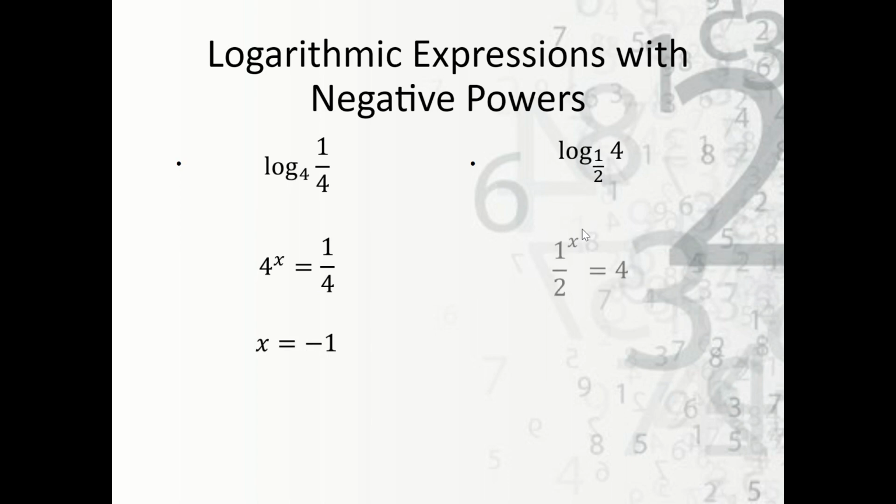Now here we have log base 1/2 of 4. So we're saying 1/2 to the x power is equal to 4. Well, we're going from a fraction to an integer. Anytime we do that, that means we have to flip it. So we're going to have a negative power. And then we just need to look: 2 to what power equals 4? Well, 2 to the second power equals 4. So it would be 2. And then we just need to make it negative so that it flips. So we get x equals -2.